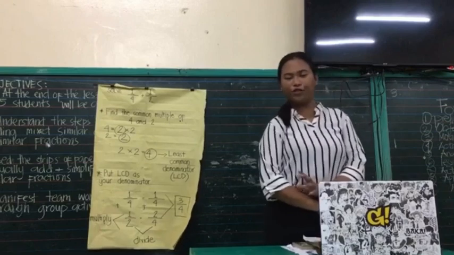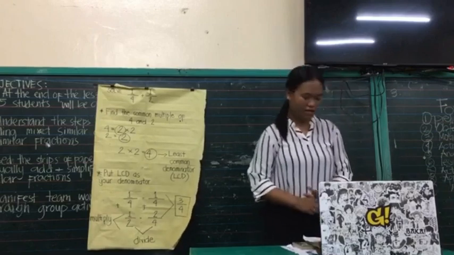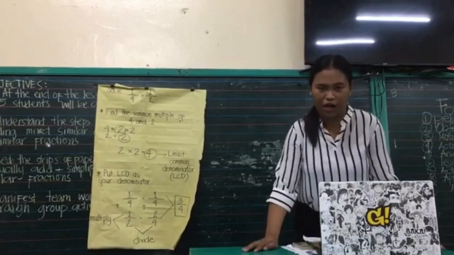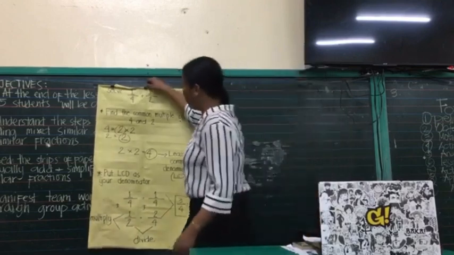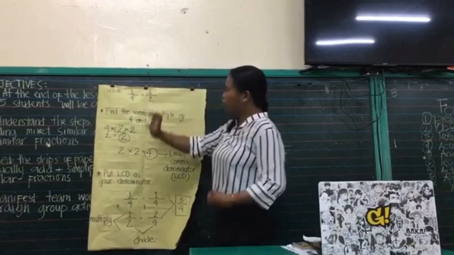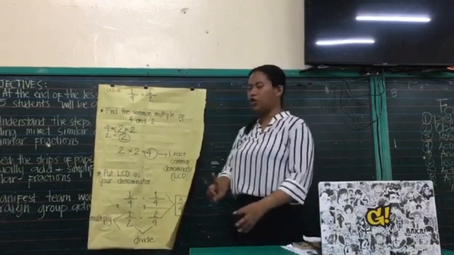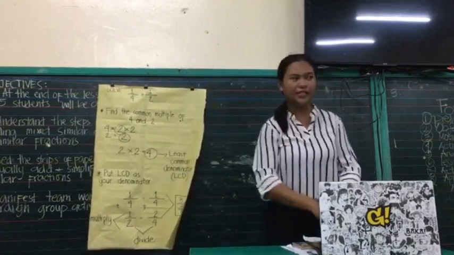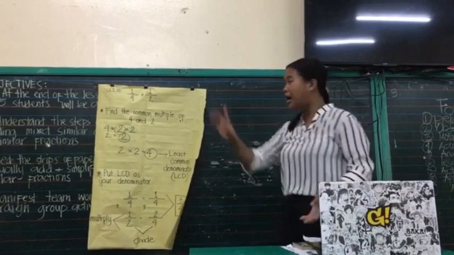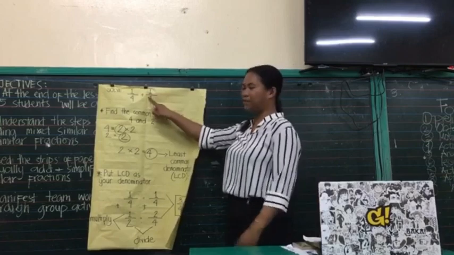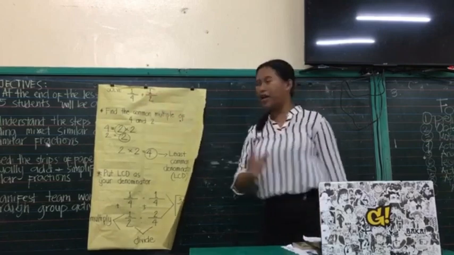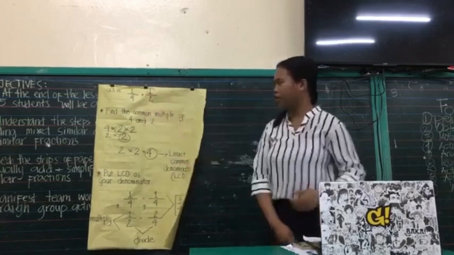So, our topic for today is adding mixed, similar, and dissimilar fractions. First, let's have some examples. Unahin natin ang dissimilar fraction. Always remember na dissimilar fraction ang tawag kapag ang denominator ng dalawang number na ina-add ay hindi magkapareho. Similar kapag kapareho naman sila ng denominator.